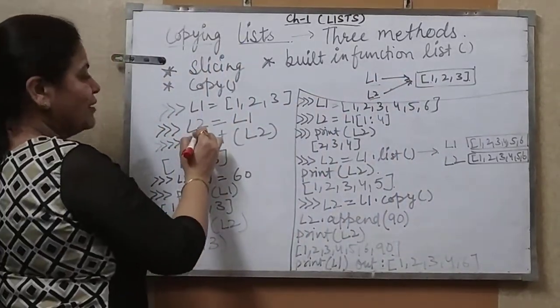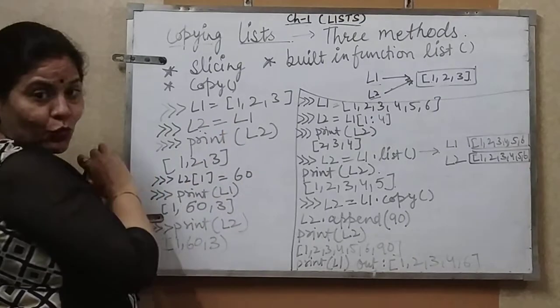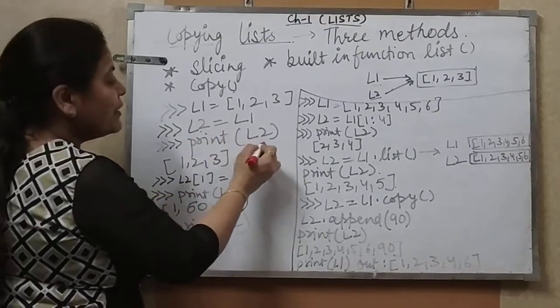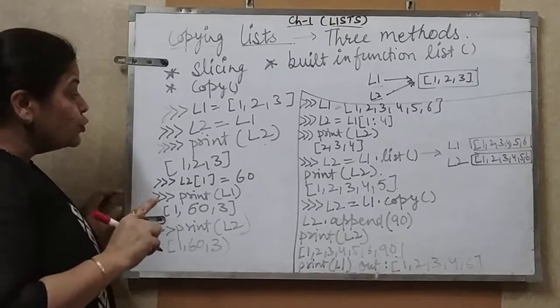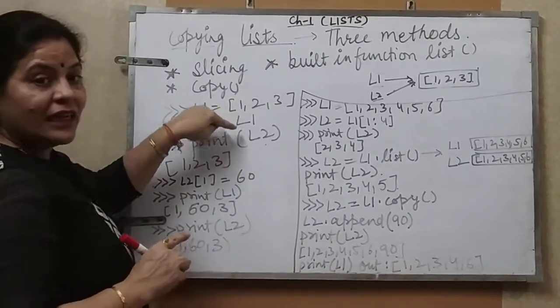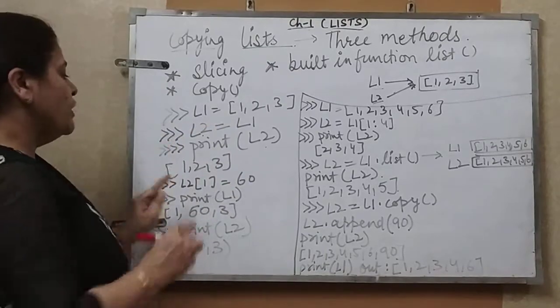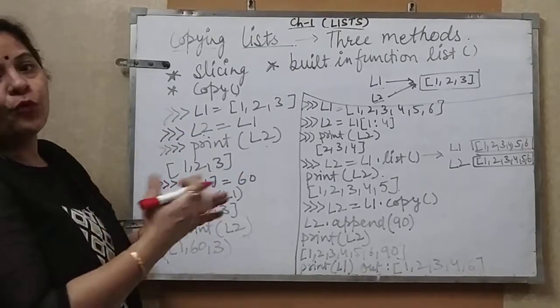If we copy list 2 from list 1, now if I write print L2, what is going to happen? It will give me the value as 1, 2, 3. But if I do any changes in either list 1 or list 2, the changes will be reflected in both the lists.